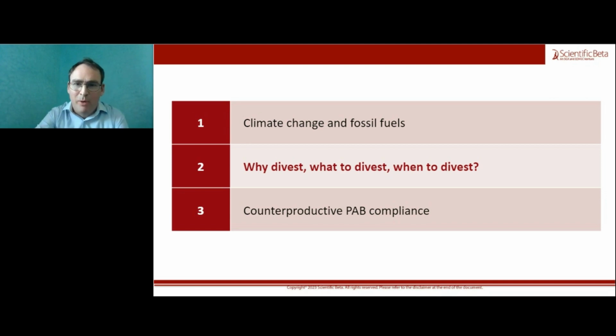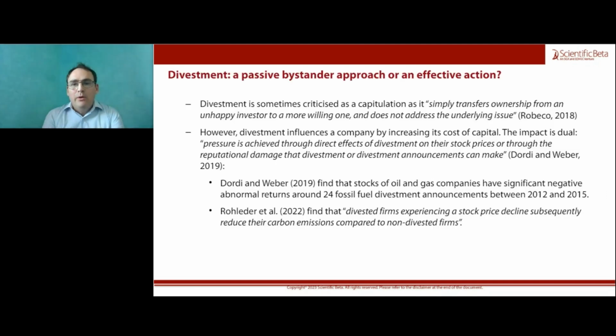Now, when it comes to divestment, some people claim that divestment is just a passive bystander approach, that basically if you divest, you just hand over ownership of the company from one investor to another investor.